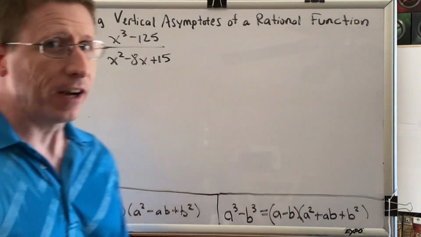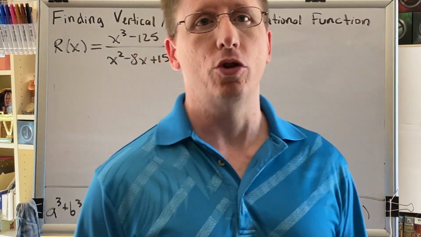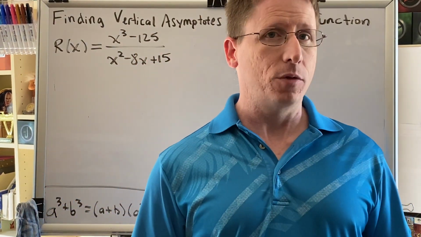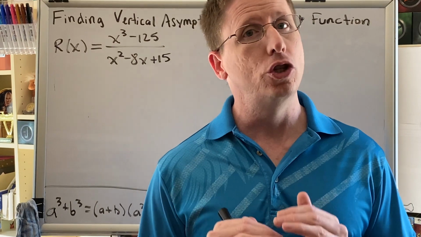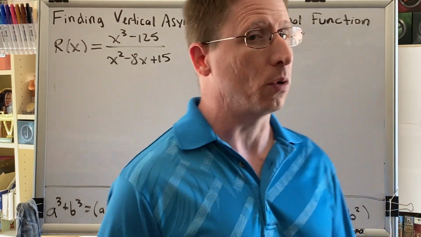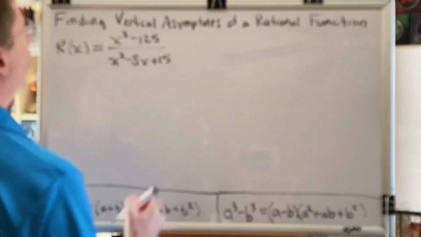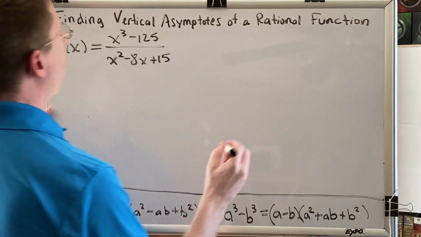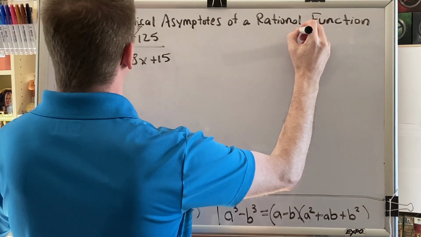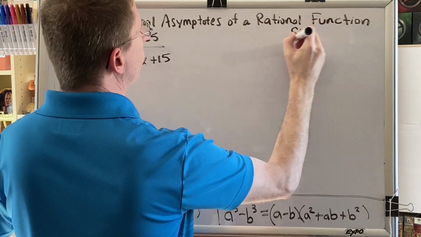The steps are to factor the numerator and denominator and reduce to lowest terms. There will be a vertical asymptote at each value of x where the reduced denominator polynomial equals 0. All right, so we know we need to factor. Let's start by factoring our numerator. So we'll do this in our side workspace.